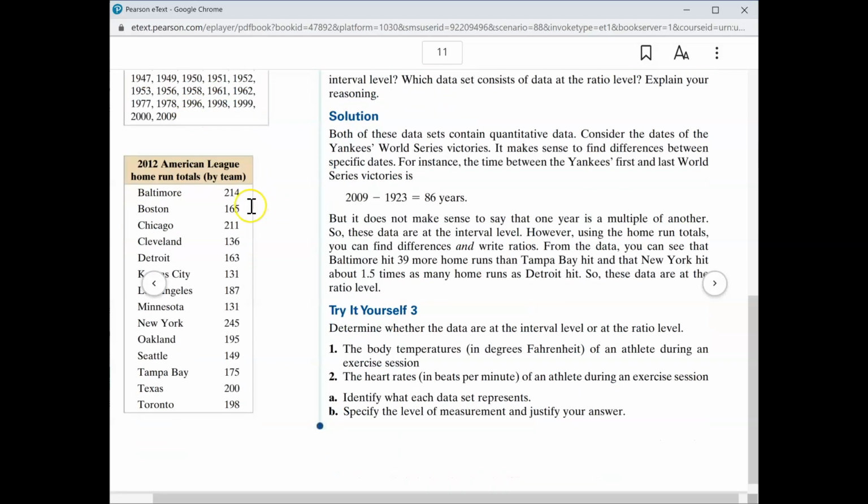It does not have an inherent 0 in those years, whereas the home runs do have an inherent 0. If there was a 0, it means truly no home runs, none. So that is at the ratio level.